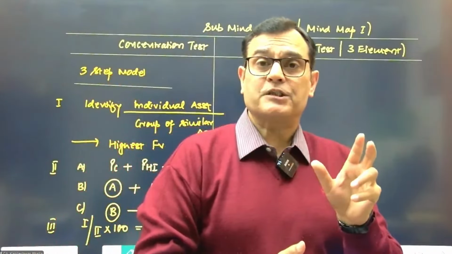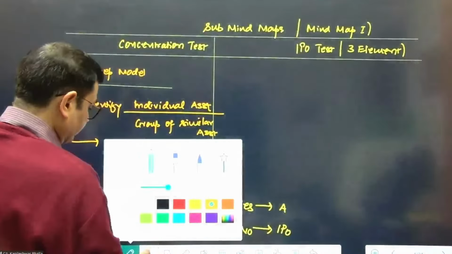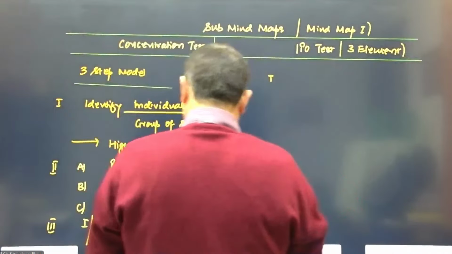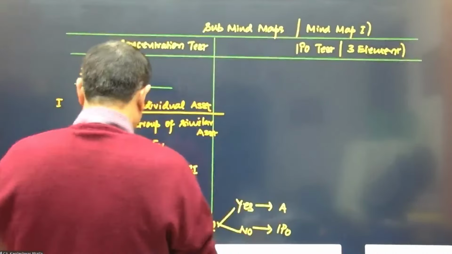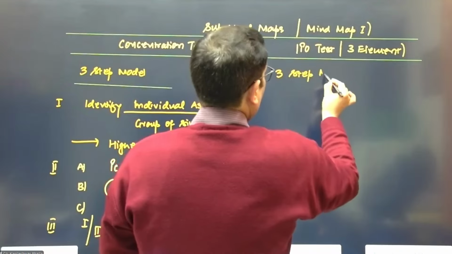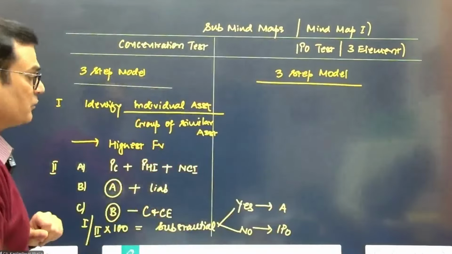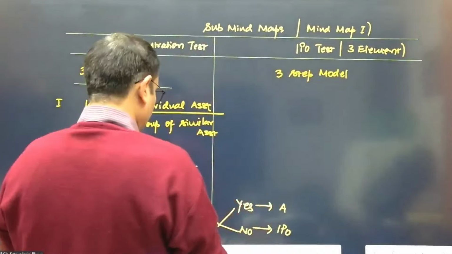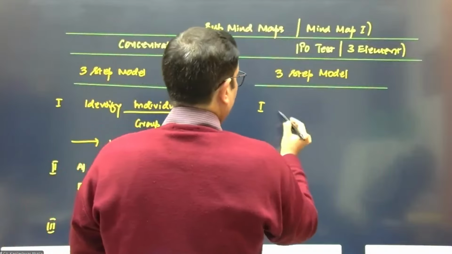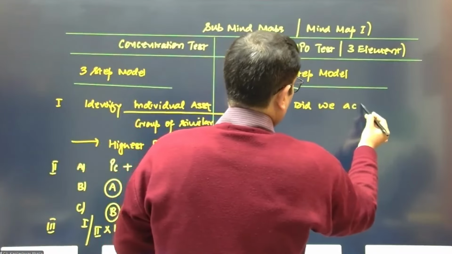Then we come to the aspect as far as the IPO test is concerned. Now, in terms of the IPO test, you need to apply again, I would say, a 3-step model. And in this particular case, when you apply a 3-step model, at the first instance, your focus is: did we acquire both?